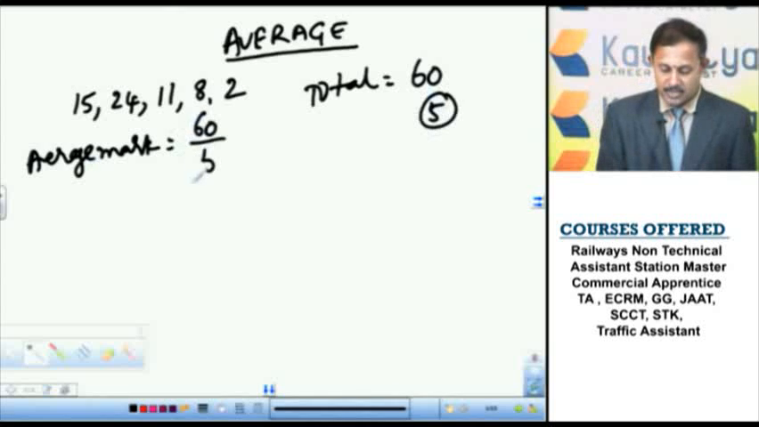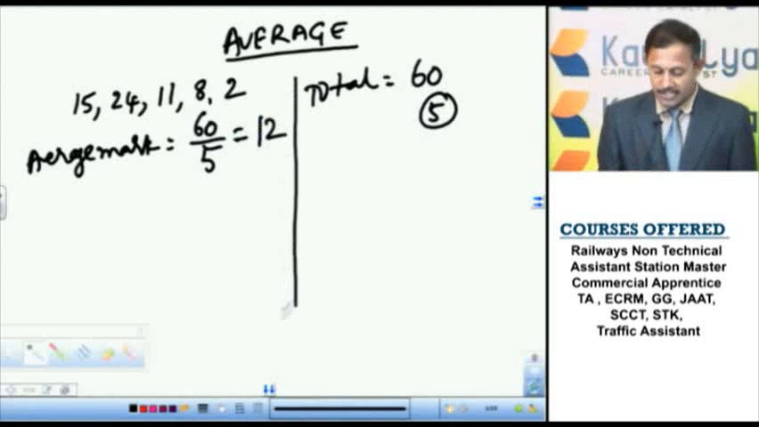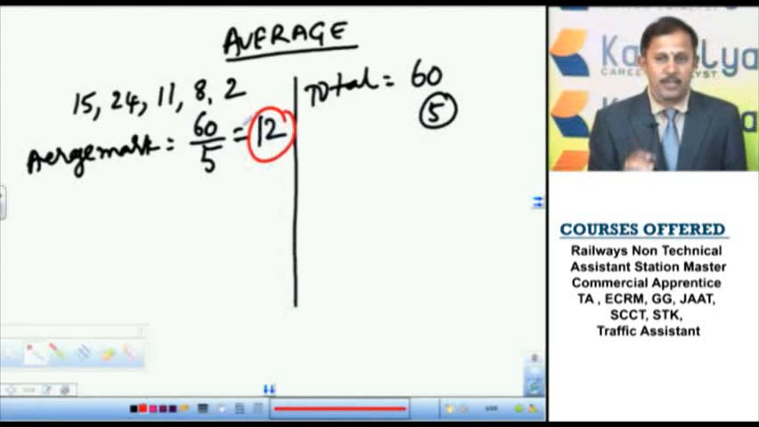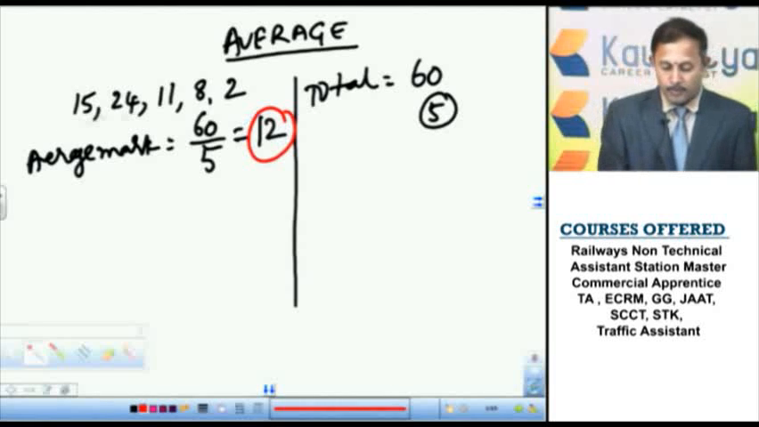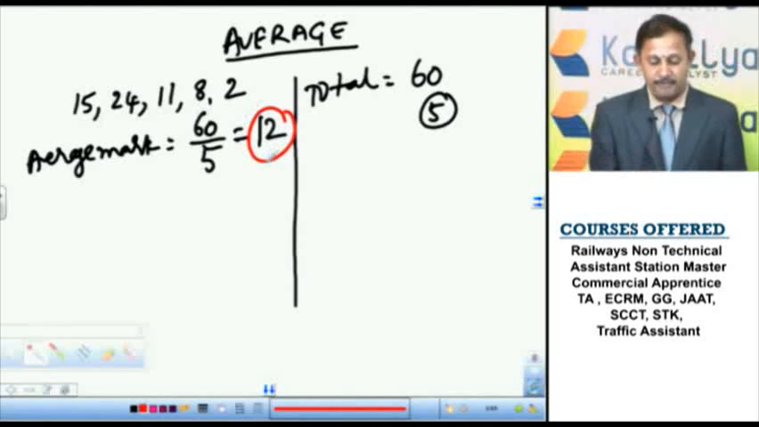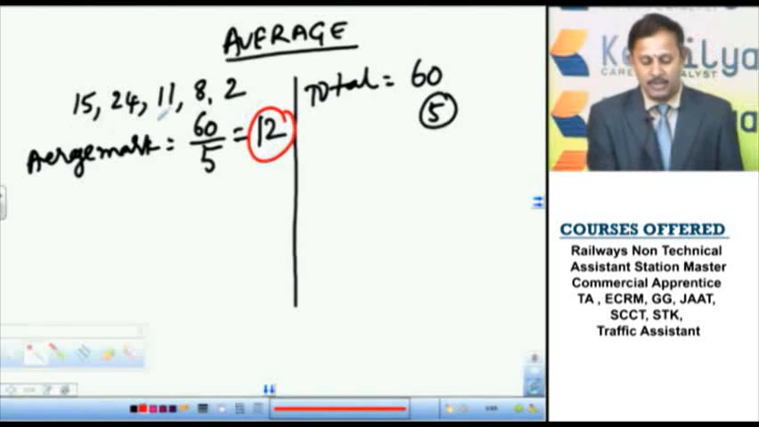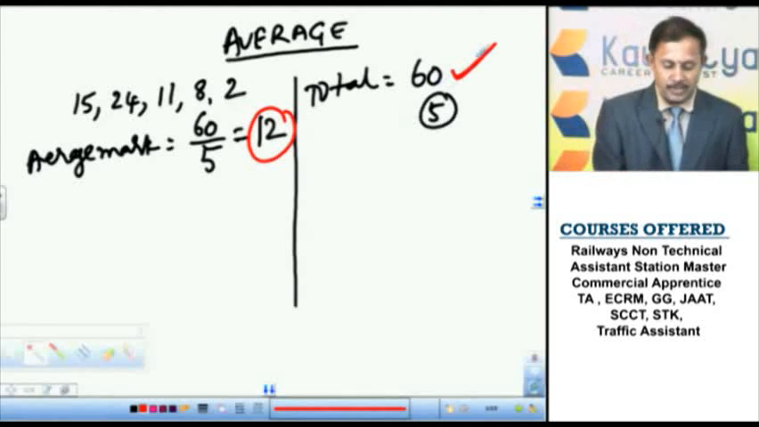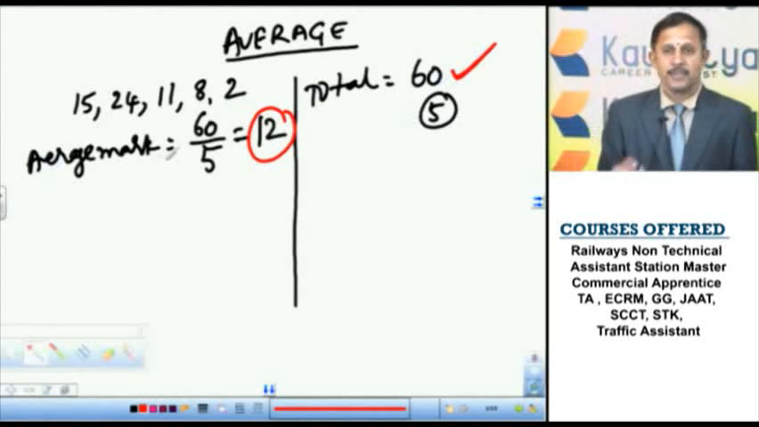So 5 students got 60 marks in total, and if you distribute 60 marks equally among them, each student can get 12 marks. So that can be named the average value. That can be considered the average performance of the group. Here nobody got exactly 12 marks. 15, 24, 11, 8 and 2 are the individual marks obtained by students. But all the 5 students got 60 marks in total. If you distribute 60 marks equally among them, each student can get 12 marks. So that is the average value.